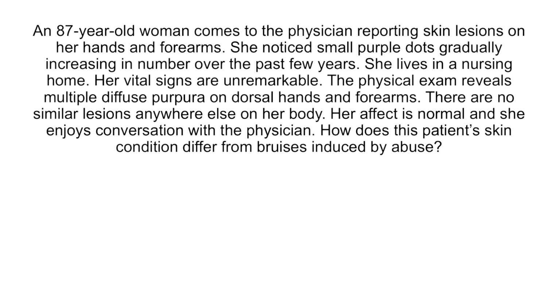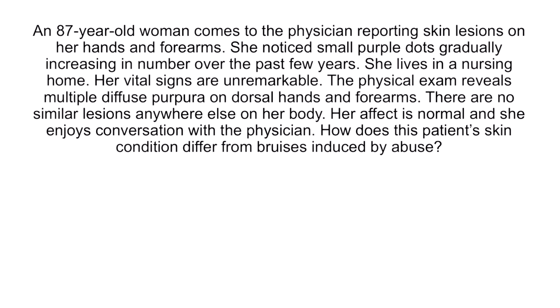An 87-year-old woman comes to the physician reporting skin lesions on her hands and forearms. She noticed small purple dots gradually increasing in number over the past few years. She lives in a nursing home. Her vital signs are unremarkable. The physical exam reveals multiple diffuse purpura on dorsal hands and forearms. There are no similar lesions anywhere else on her body. Her affect is normal, and she enjoys conversation with the physician. How does this patient's skin condition differ from bruises induced by abuse?